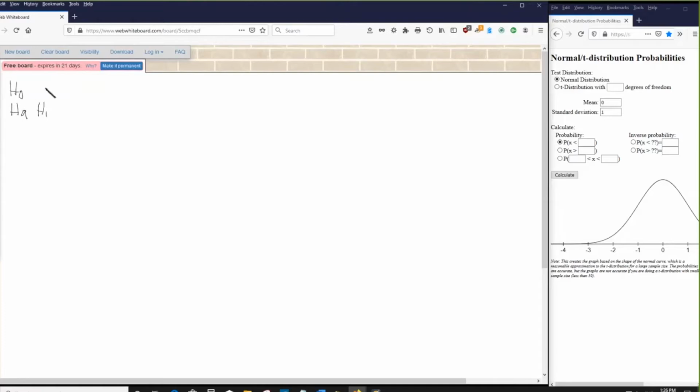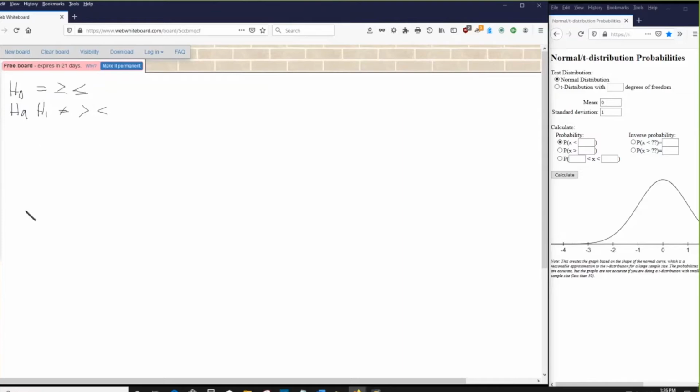Your null hypothesis is always going to have an equal. So when we're setting up the null hypothesis, we're going to use equal, greater than or equal to, and less than or equal to. With the alternative hypothesis, we're going to use does not equal, greater than, or less than symbols. But the equal is always going to be connected to the null hypothesis.